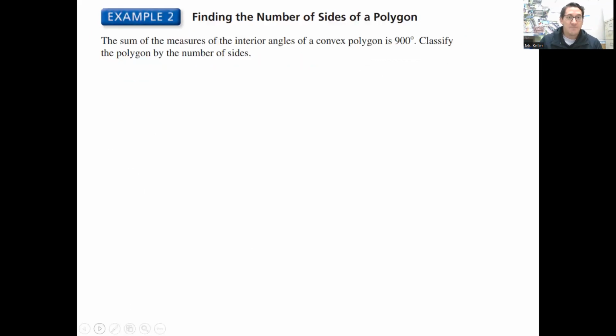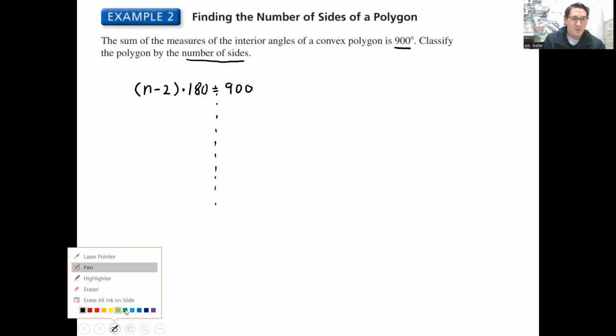On example 2, now we're trying to find the other thing. We're trying to find sides. If we read this, the sum of the measures of the interior angles adds up to 900. So if we do n minus 2 times 180, we know that is equal to 900. We are trying to find the number of sides, so we're trying to find n. We set up this equation, and all we need to do is solve for n.